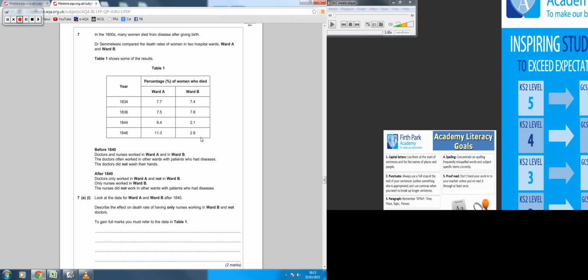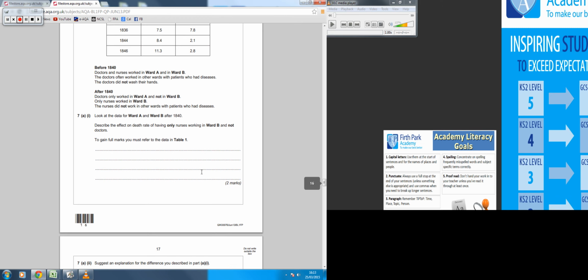So what we're after seeing here is some patterns. Are there any patterns that you can see? In 1834, for example, they look about even in terms of the percentage of women who died, and then look at 1846, they're very different. So come up with a reason for that.